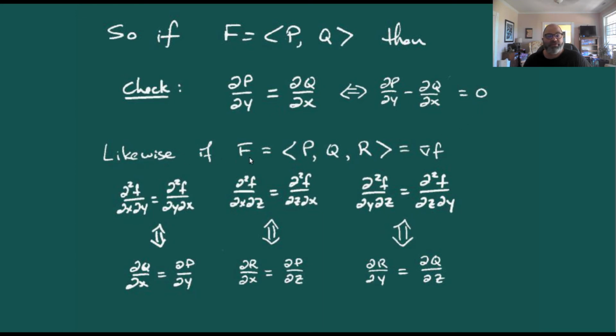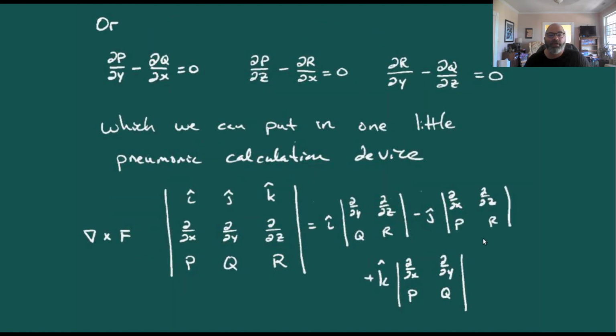If we do the same thing for a three-component vector field, now we've got three sets of mixed partials that are going to be equal. So what does that reduce to? The partial of q with respect to x is equal to the partial of p with respect to y, the partial of r with respect to x is equal to the partial of p with respect to z, and the partial of r with respect to y is equal to the partial of q with respect to z. Rearranging those and putting everything equal to 0, we've got these three equations.